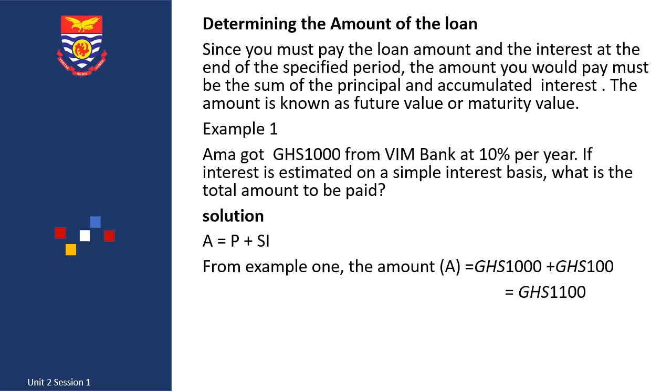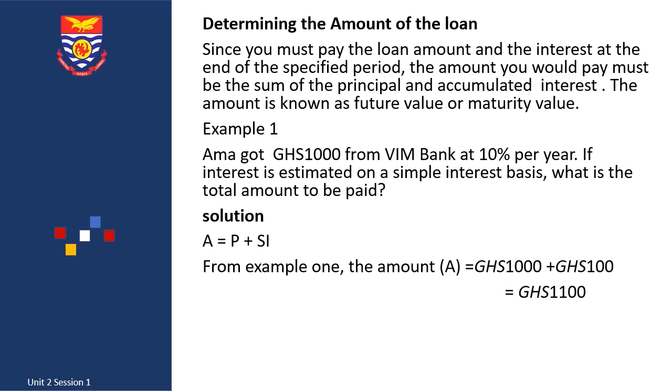Alright. Okay, let's read what is here. Since you must pay the loan amount and the interest at the end of the specified period, the amount you pay must be the sum of the principal and accumulated interest. And the amount is known as future value or maturity value, as I said.